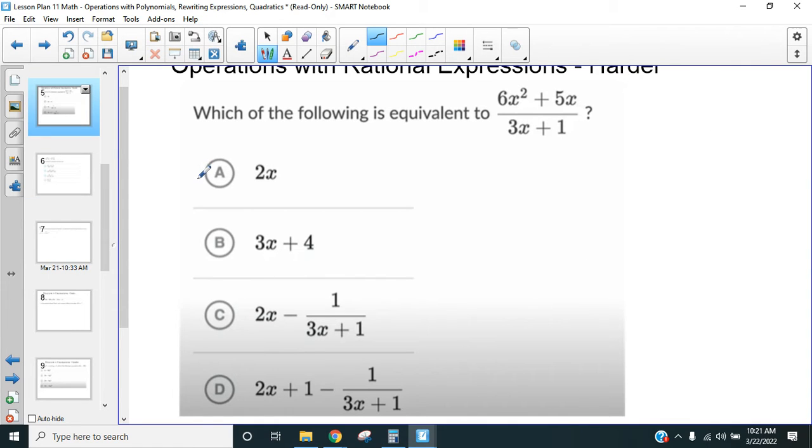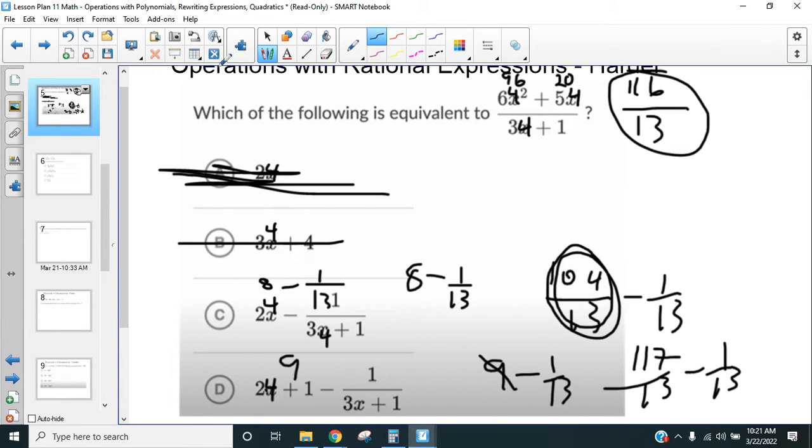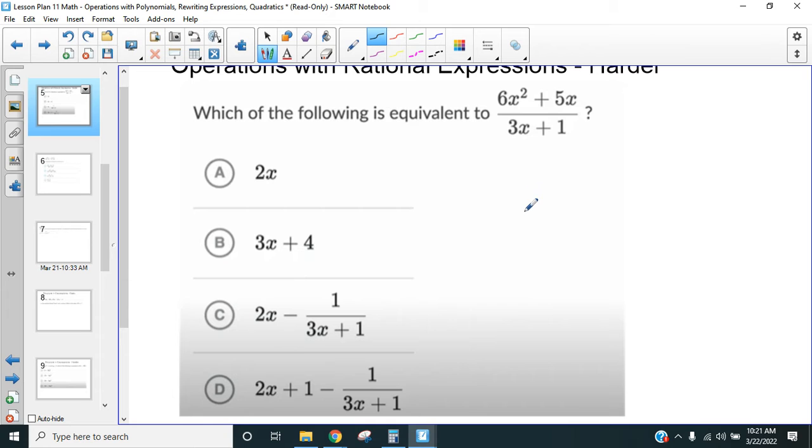Now, I'm going to show you the long way. Long way, I don't know about long way. I'm going to show you the proper way. Here you go. Long division.